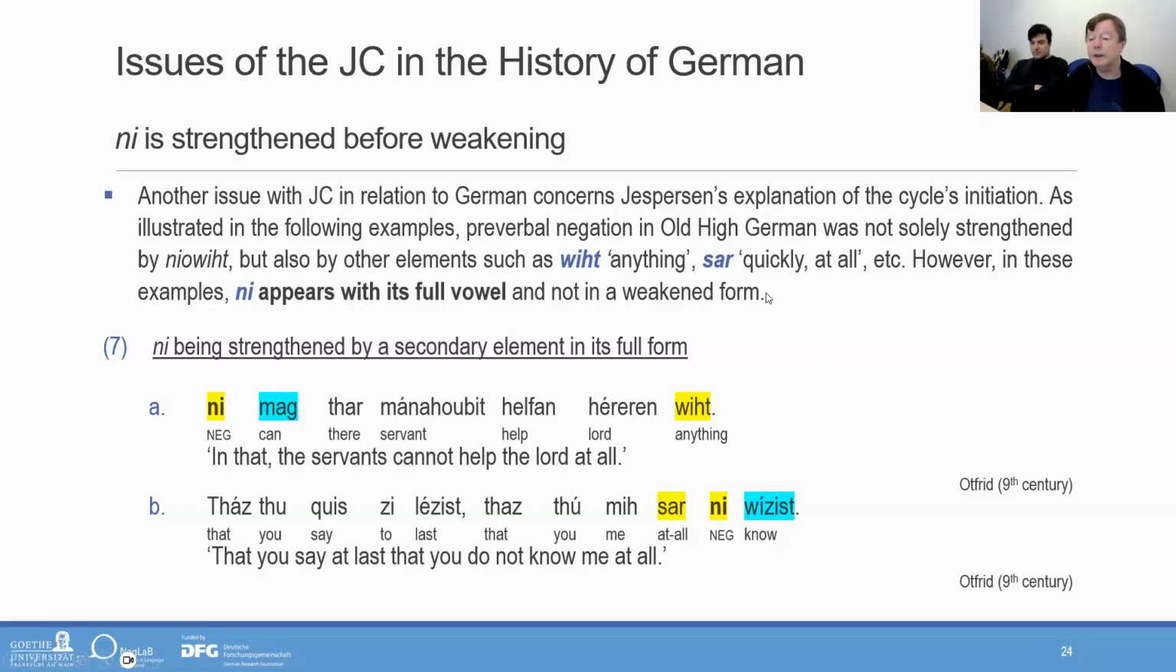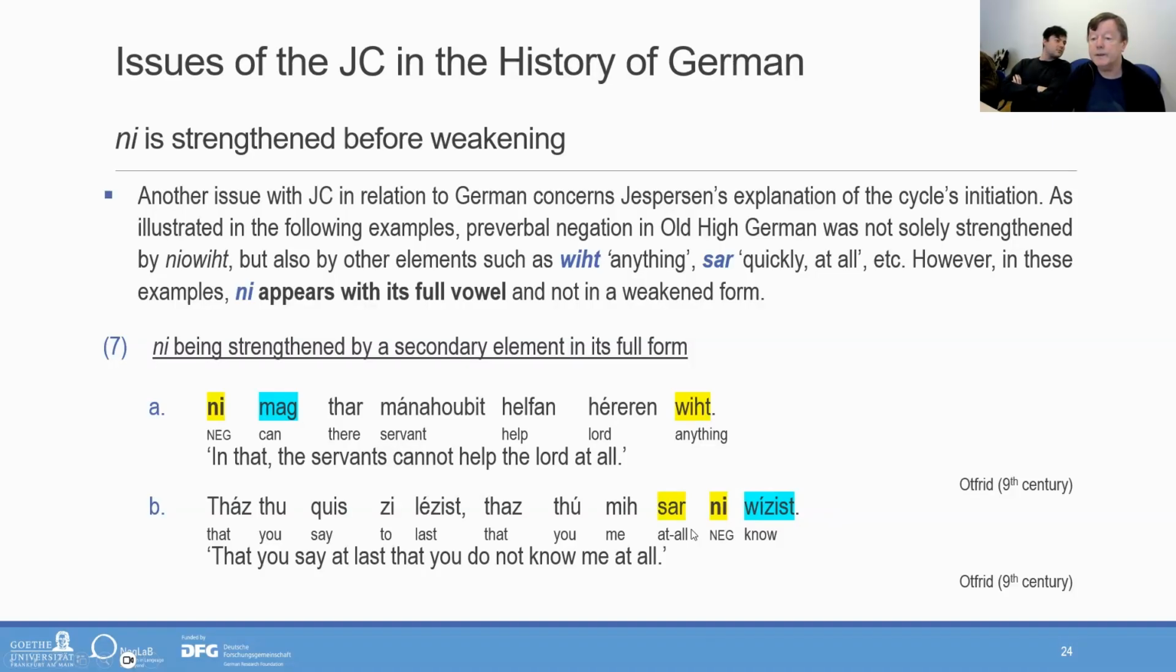And these examples show in 7 the wie mark manner how it helfen hereren wicht. In that the servants cannot help the Lord at all. Nie and wicht as bipartite negation or as strengthened negation. And in the second sentence, sar nie wisses, do not know me at all. Here is sar, strengthener of the negative particle nie.